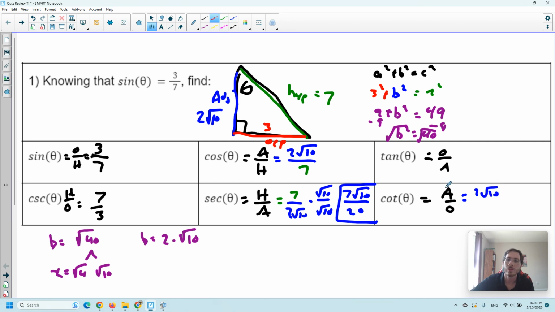And then opposite is 3. So the nice thing is the square root's on the top. If the square root's on the top, we don't have to do anything. So that makes that one kind of nice. For tangent, we have to do 3 divided by 2 radical 10.